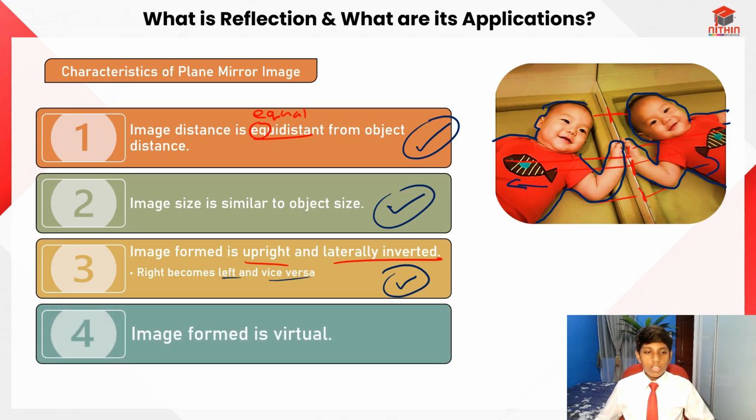Next, the image formed is virtual. So this image is not real. We can't feel it, we can't touch it. So this too has been proven to be true. So these are the characteristics of a plane mirror image.